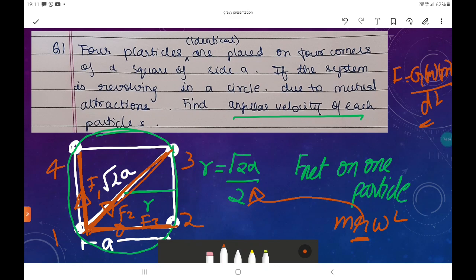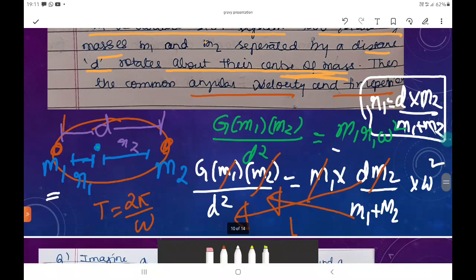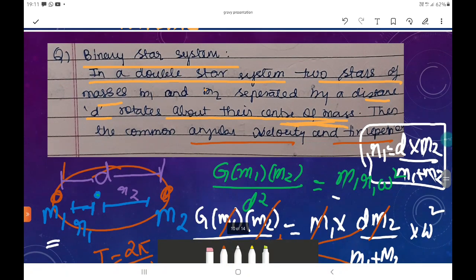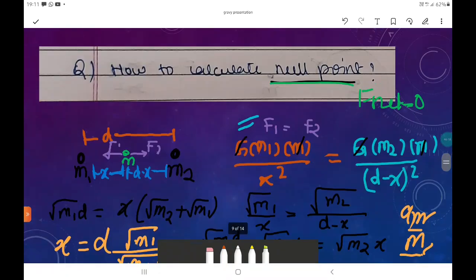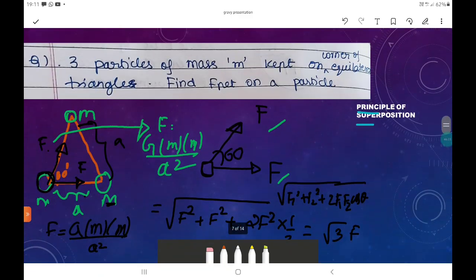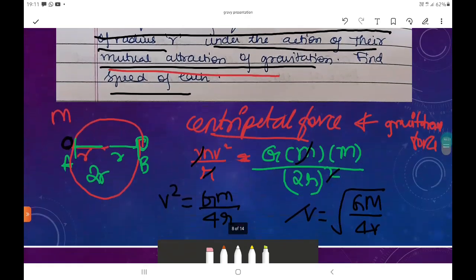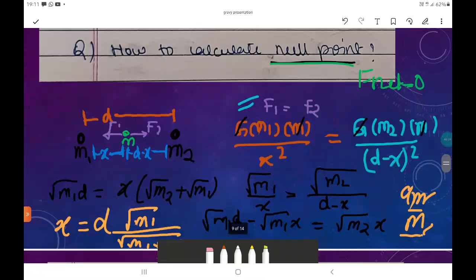So it's a combination of two sums. One of this type of sum, how I found omega over here, and one of this type of sum, of the triangle, how I used to find net force on each particle. Okay, so it is a combination of these two sums.